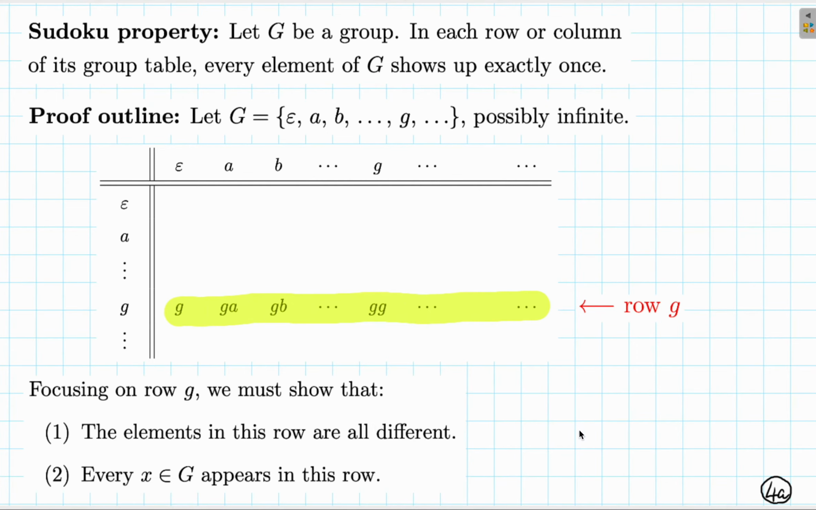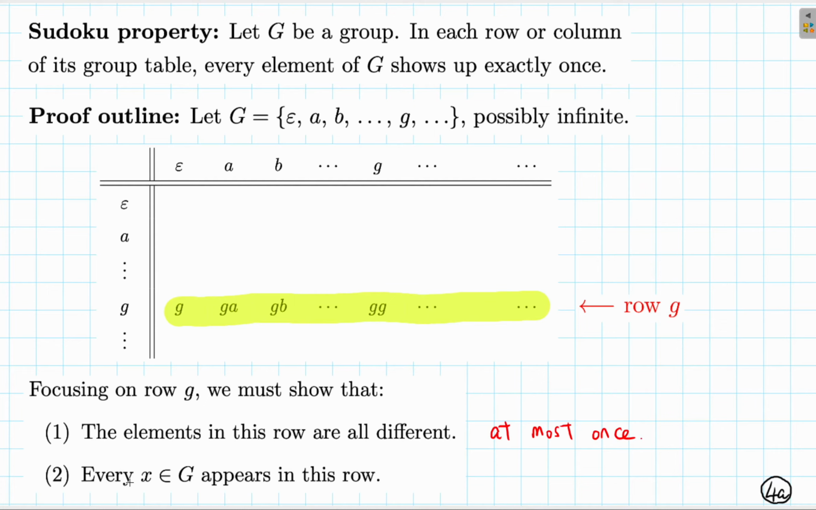In other words, we need to show a couple of different things. We need to show that all the elements in this row are different. So we can't have any duplicates. Now that tells us that every element of the group shows up in that row at most once. It doesn't show up more than once.